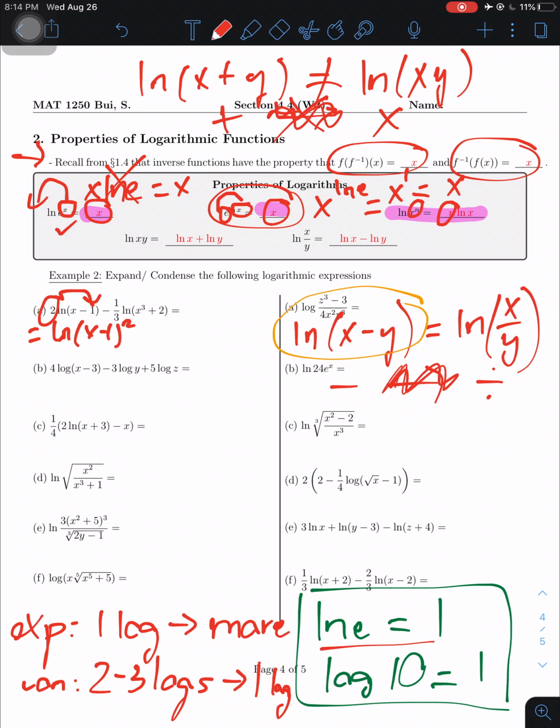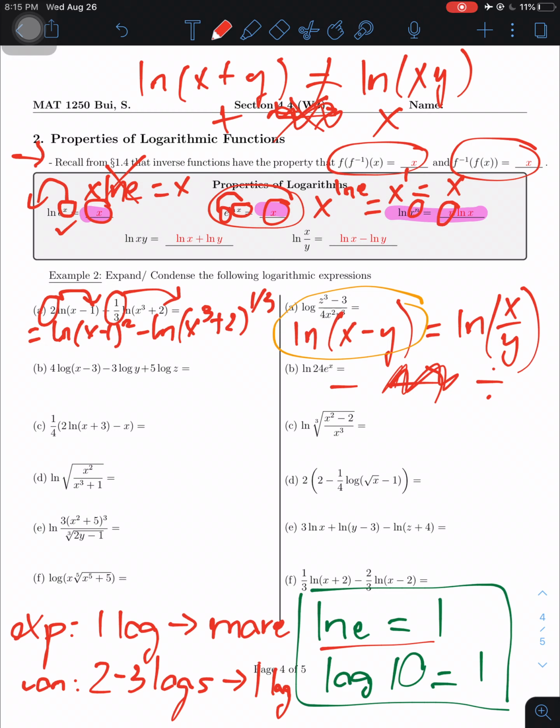And for a similar reason, the 1/3 here, we can bring it back as the power of the log. So we go minus ln, and then x to the 3rd power plus 2, raised to the power of 1/3, okay? And again, if this doesn't make sense, let me know, okay?